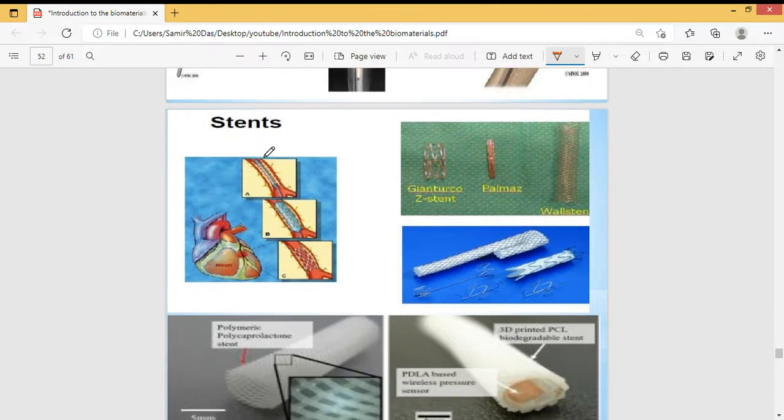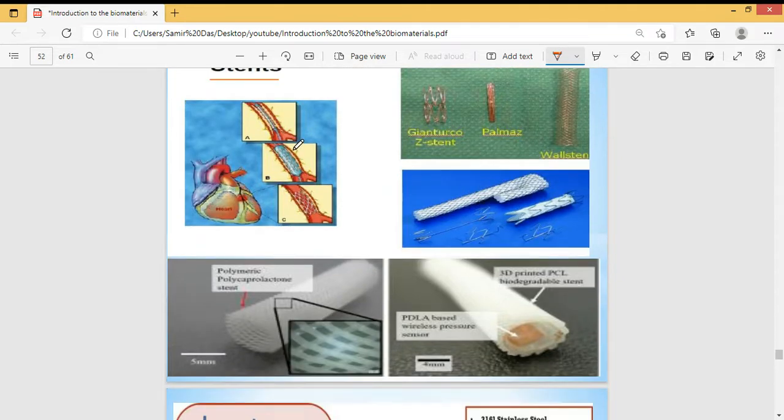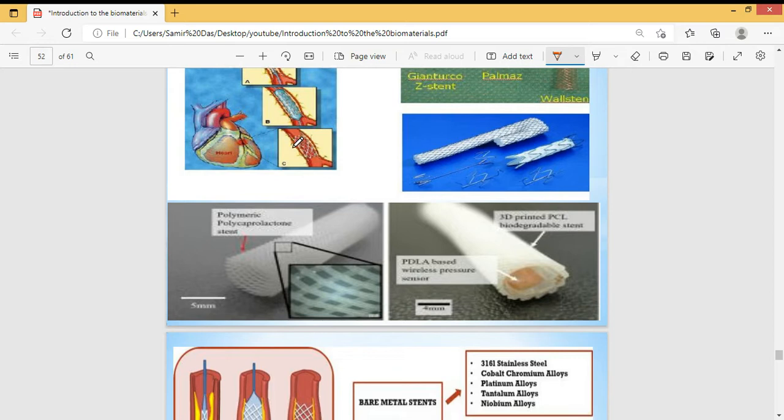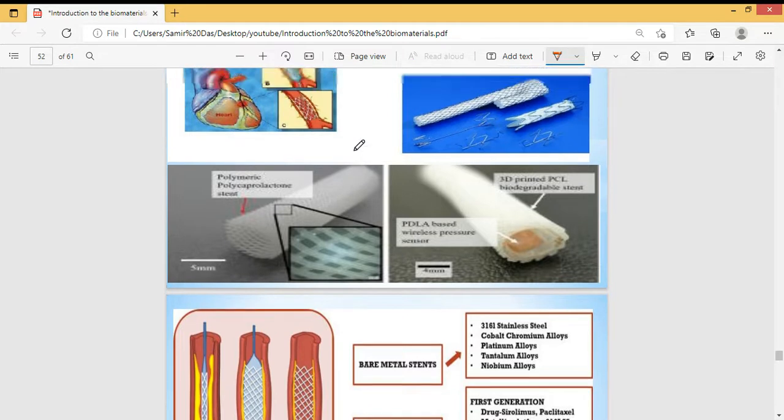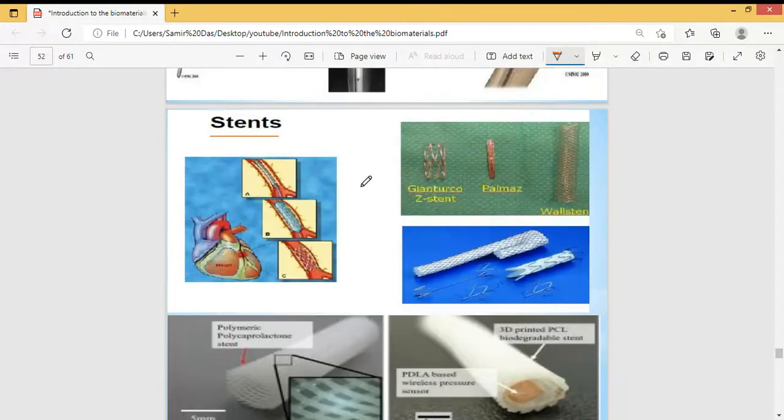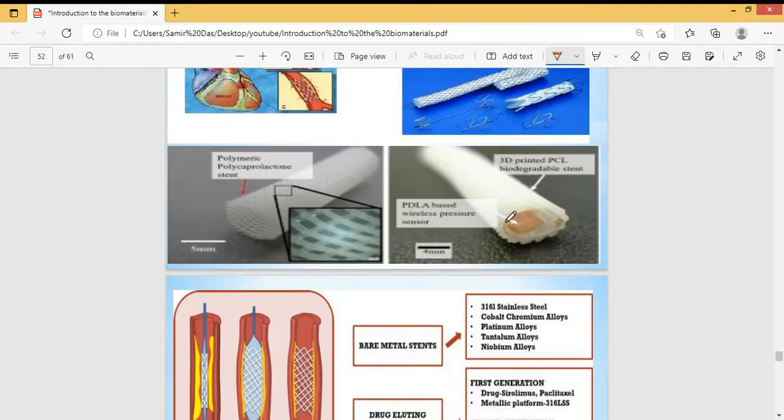Now we come to the stents. In cardiovascular cases, we use this kind of stent very much. Previously those were basically made of metal or stainless steel, but nowadays we are going towards polymeric materials to make these cardiovascular stents as well.